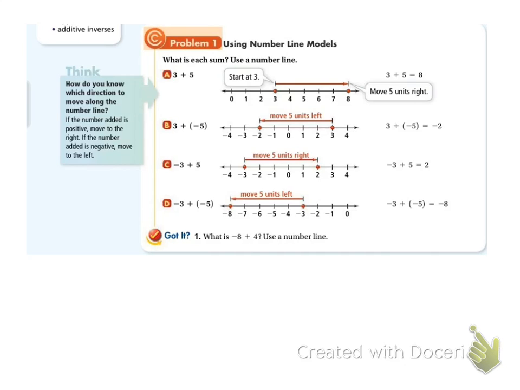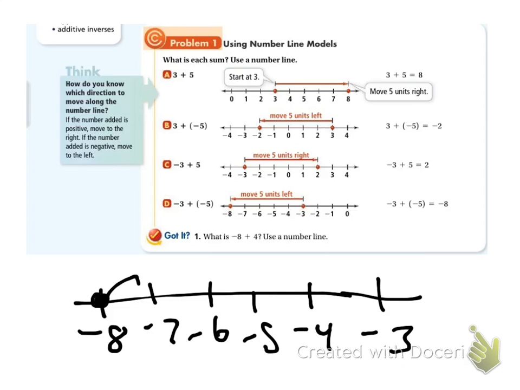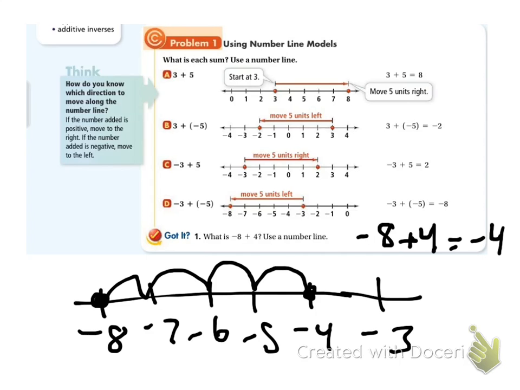So let's create our own number line down here. I need to start at -8, put a few more dashes on here. Should be enough. Okay, so -8 plus 4. I start at -8, and then I need to move 4 positive, so I'm going to the right. 1, 2, 3, 4. -8 plus 4 is -4.